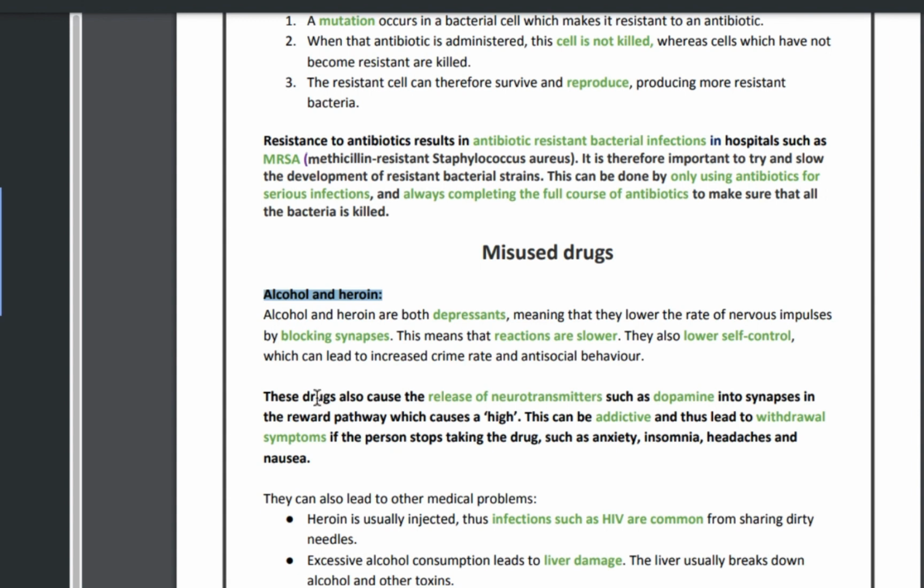So alcohol and heroin, they're both depressants, meaning that they lower the rate of your nervous impulses by blocking your synapse. All your synaptic gaps will be blocked. So when your synapse is blocked, of course, it will lower your nervous impulse. And then there's a big problem. So what this means is that the reactions are slower.